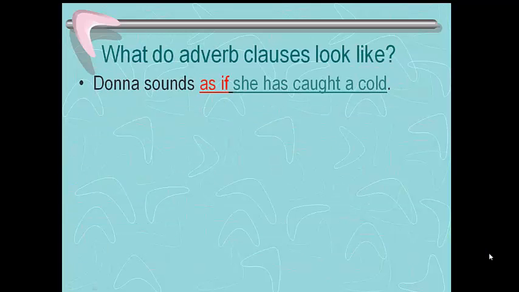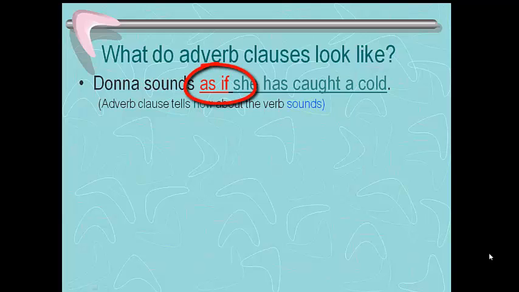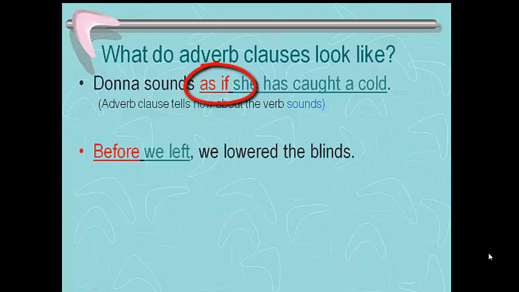What do adverb clauses look like? Well, here's an example. Donna sounds as if she has caught a cold. Our adverb clause, which is underlined there, tells how about the verb sounds. Notice your subordinating conjunction is underlined and in red.